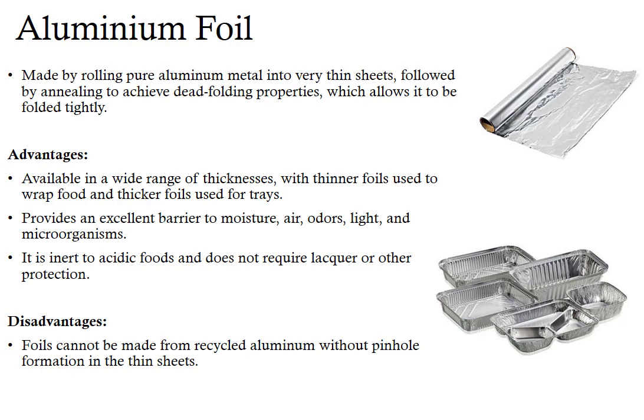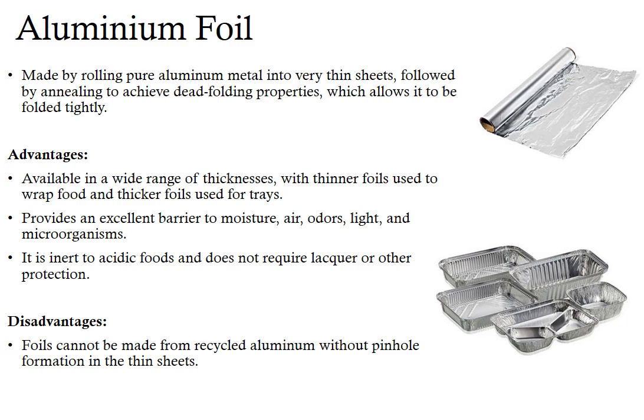The next metal packaging material commonly used is aluminum foil. Aluminum foil is made by rolling pure aluminum metal into thin sheets followed by annealing to achieve dead folding properties. That means if a crease or fold is made in the film, it will stay in place. This allows it to be folded tightly.